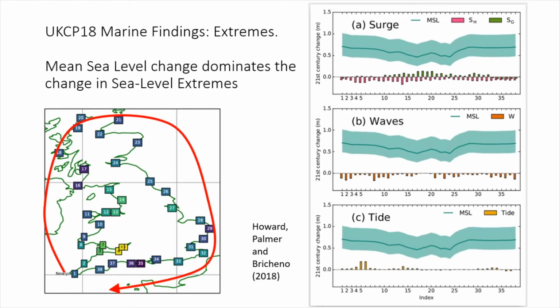In panel A, the change in the 1-year return level of skew surge, as projected by 2 different climate models, is shown by the bars. In panel B, the bars show a single model projection of the change in significant wave height. In panel C, the bars show a simple metric of the projected change in tidal amplitude caused by the increase in water depth, according to a single model. The point of all these panels is to emphasize the dominance of the mean sea level change and its uncertainty.